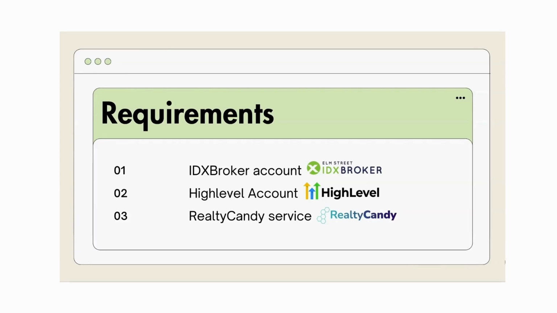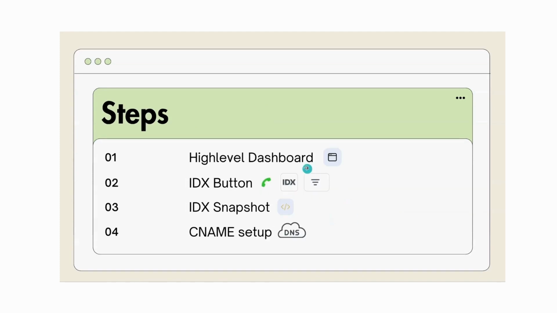And we have the Realty Candy service. Realty Candy only has 2 services, and either one of those services is a one-time payment. All right, we've seen that in previous videos. The steps: we have the HighLevel dashboard, the IDX button, importing the IDX snapshot, and last, setting up the CNAME. There's a CNAME record that needs to be configured for SEO purposes for IDXBroker.